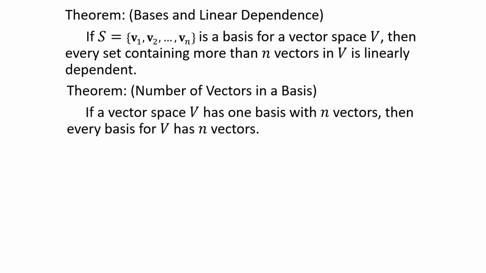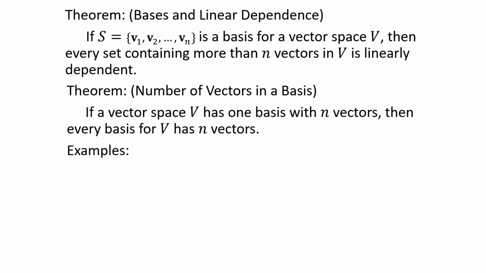Next is, if a vector space V has one basis with n vectors, then every basis for V has n vectors. So if you have n vectors in one basis, say 5 vectors in one basis, then every basis must also have 5 vectors.